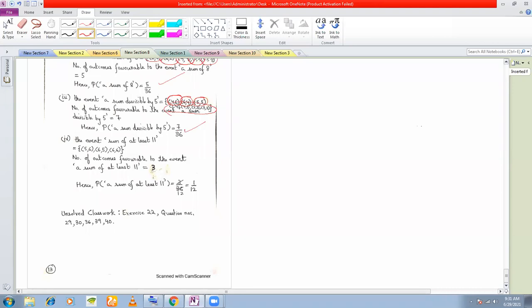And finally, you have a sum of at least 11. Now, what does at least 11 mean? Either 11 or 12, right? You cannot get a sum of more than 12 in throwing dice. So what are the possibilities? You can either get a 5 and 6, or a 6 and 5, which will give you a sum of 11, or you can get a 6 and 6, which will give you a sum of 12, right? So only 3 events. So the probability is 3 by 36, which is 1 by 12.